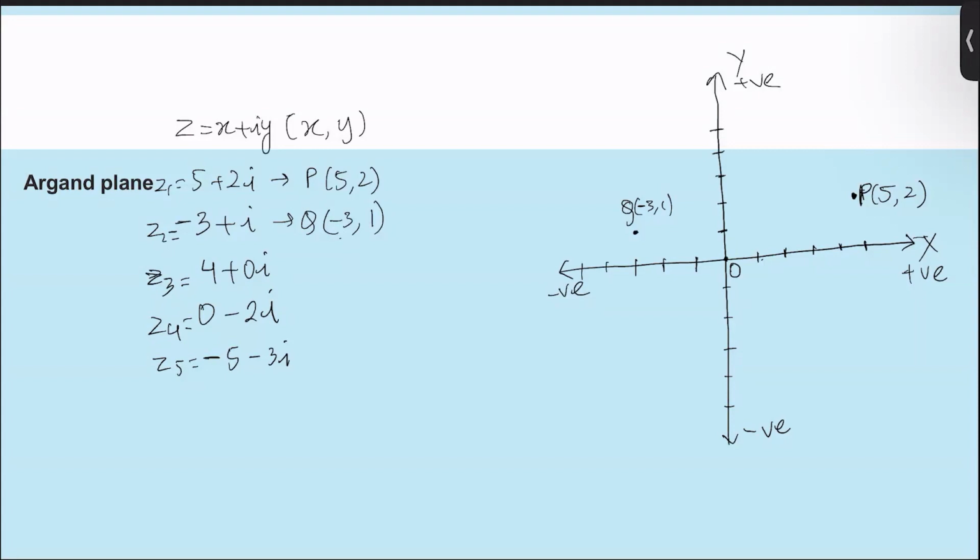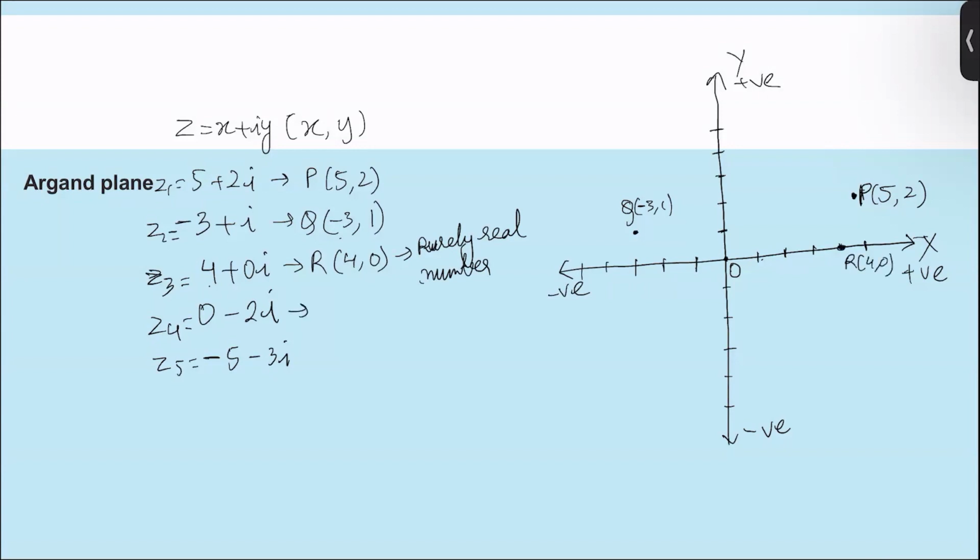Now the next one you have 4 plus 0i. So over here you can see that your y is actually 0. So this actually falls on your x-axis itself. So this is actually a purely real number. So if you have 4, 0, this is your R, 4 comma 0.